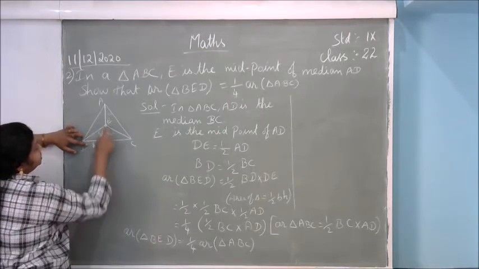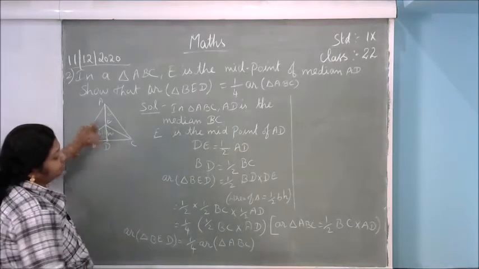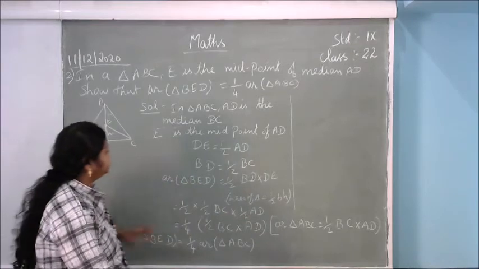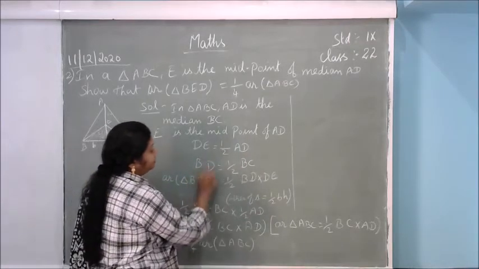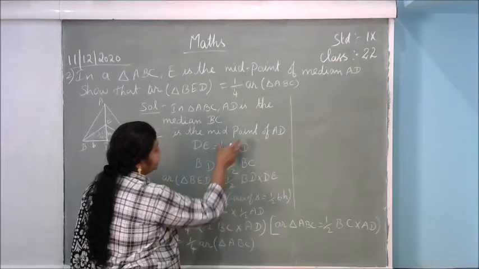That means base into height. Height is your DE and base is your BD. That's why BD into DE. And afterwards, we already found out what BD and DE are. Instead of BD and DE, we have to apply this.